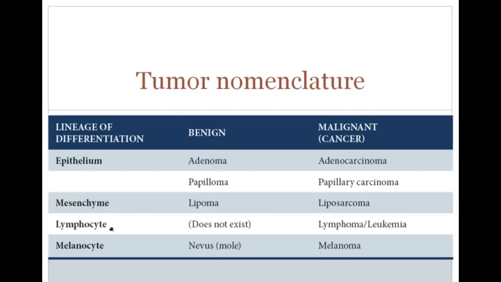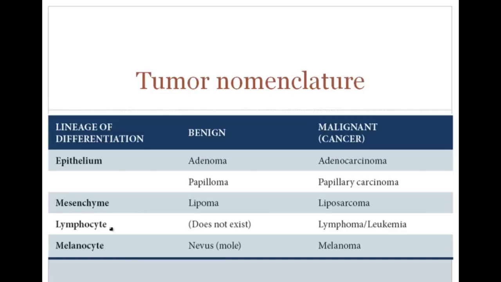You've got mesenchyme. What is mesenchyme? Mesenchyme is a connective tissue in the body. So the mesenchyme includes fat, blood vessels, bone, cartilage, okay? It's your soft tissue, basically. Your soft tissue, your bone, your cartilage. That's mesenchyme. There are lymphocytes in the body, and then there are melanocytes in the body. And each of these individual types of cells can develop tumors, and when they develop tumors, those tumors can be benign or malignant. So, for example, a benign tumor of epithelium, when it produces glands, is called an adenoma.